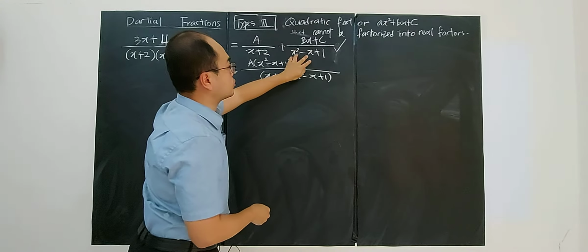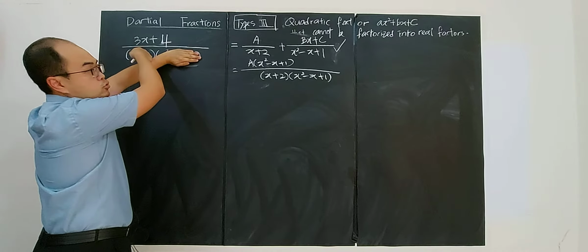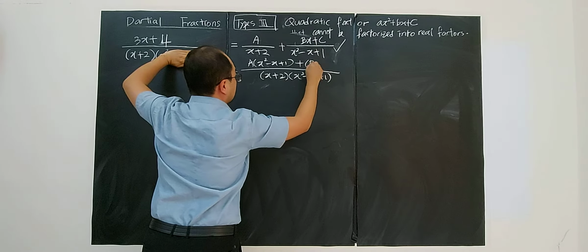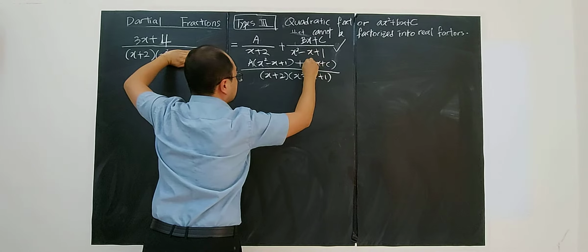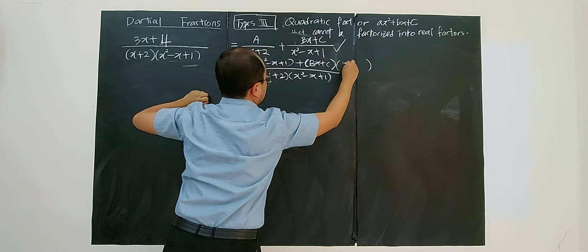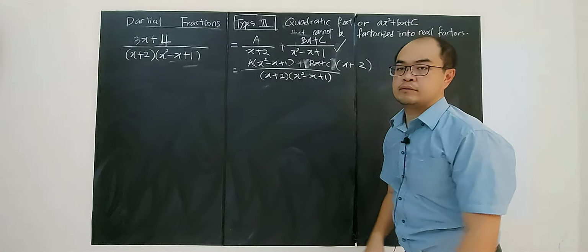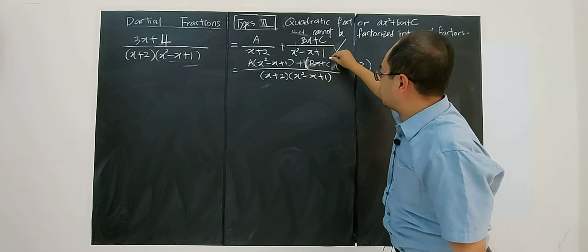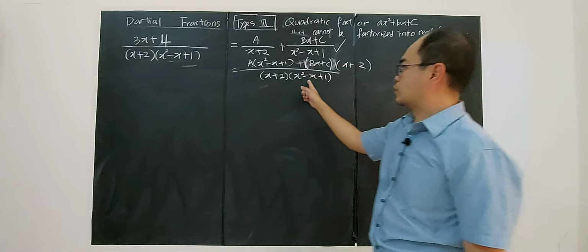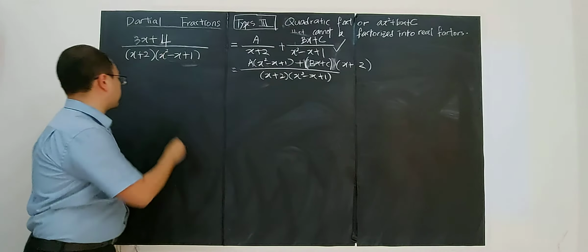And for this, x squared minus x plus 1, you already have this one, so you need x plus 2 up and down. Don't forget to put a bracket, because everything is multiplied with x plus 2. This is a common mistake where students do not put the bracket here. It's very wrong. Now done, the denominator is already the same. Always use comparing.